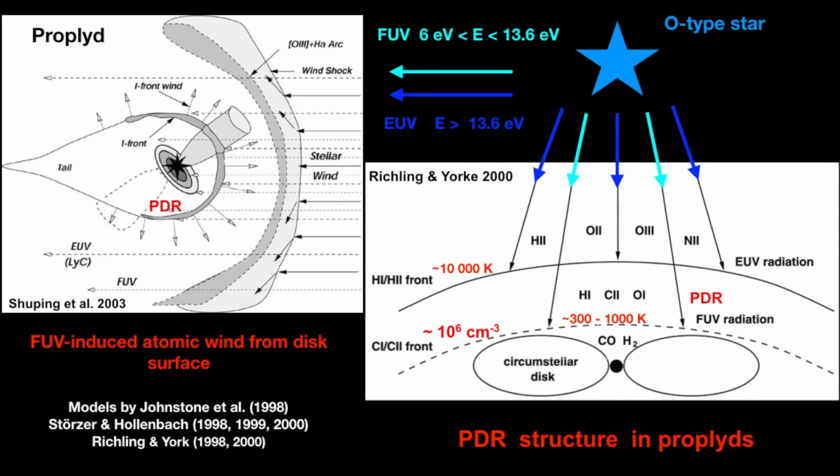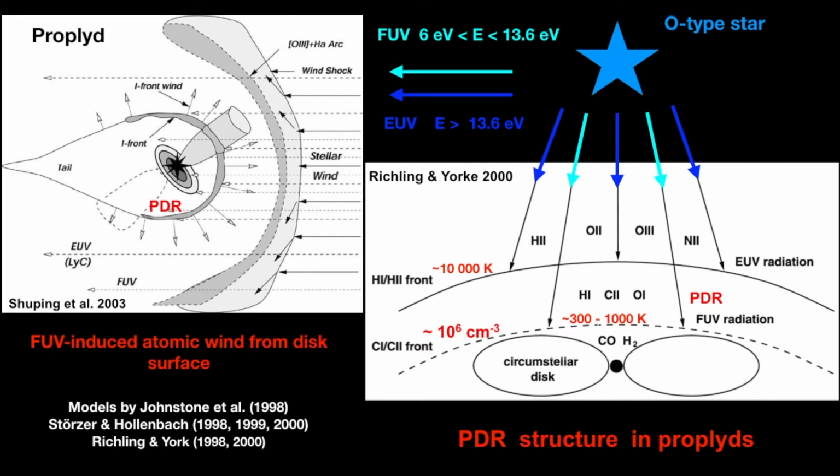Proplyd morphology and the observed gas emission from the disk have been successfully interpreted with a photodissociation region, or PDR, model. In this model, the soft FUV radiation from the massive stars reaches the disk surface, where it dissociates molecules, ionizes carbon, and heats the gas, creating a highly structured and layered PDR. The FUV radiation can also induce a slow atomic wind from the disk surface at radii where the thermal velocity of the gas becomes larger than the escape velocity.